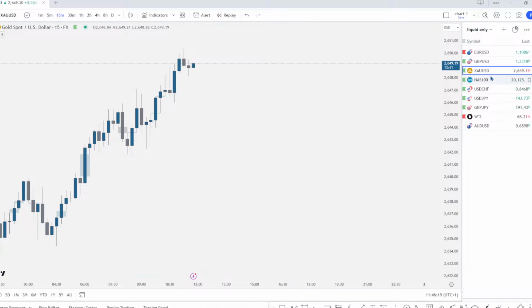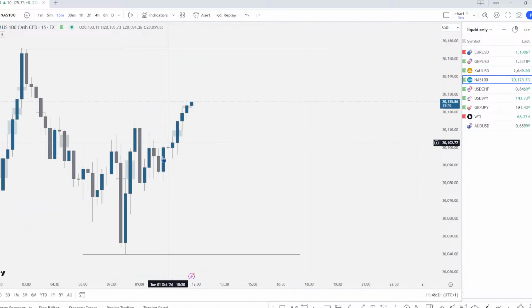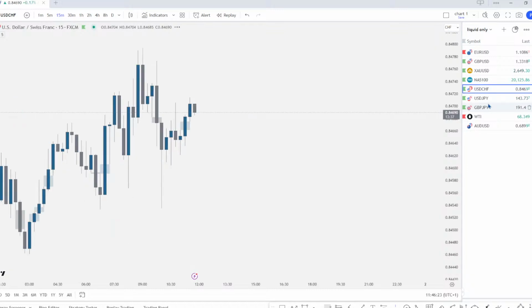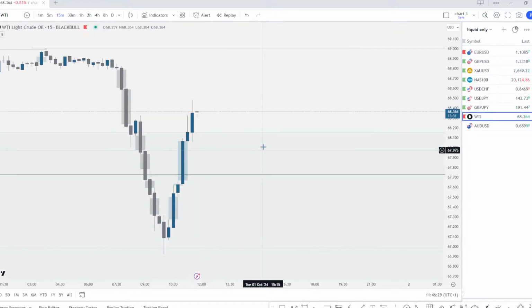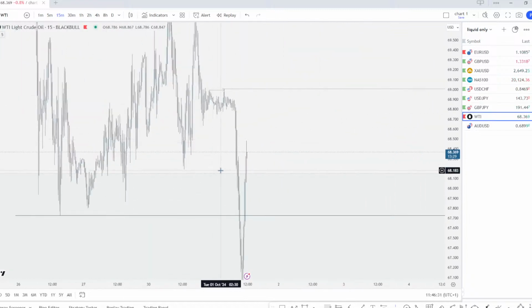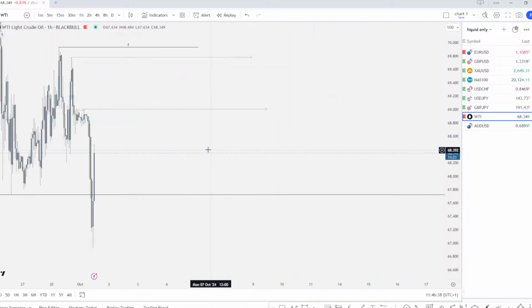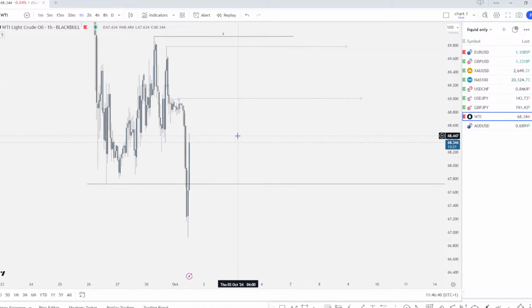Gold still running high, that's what we thought. Nasdaq still running higher as well. U-Chef, we haven't even really looked at that properly. Oil. Okay, so still playing around in this area here at the moment. I am going to put an alert for around here.